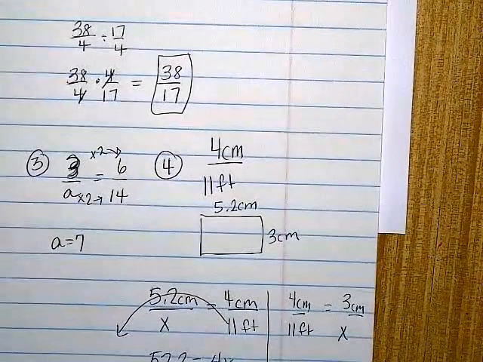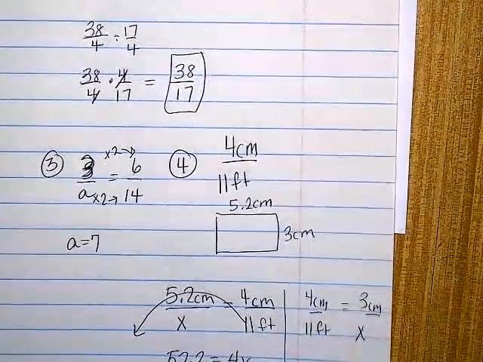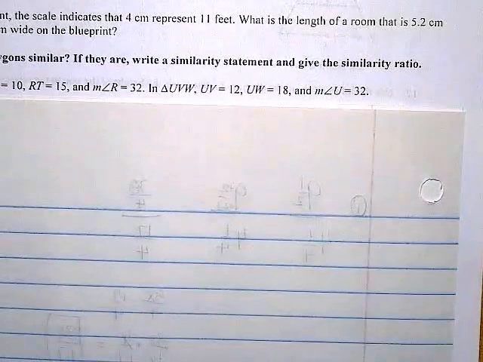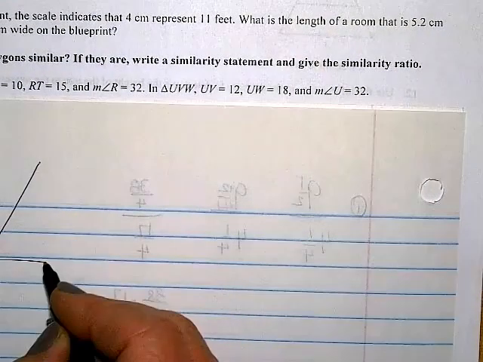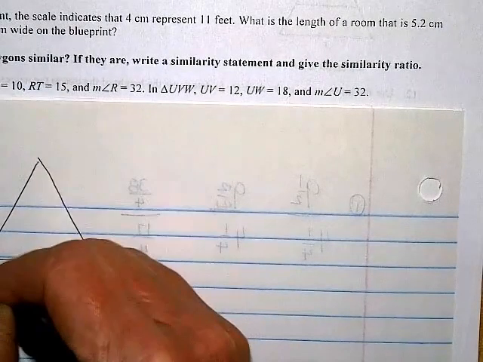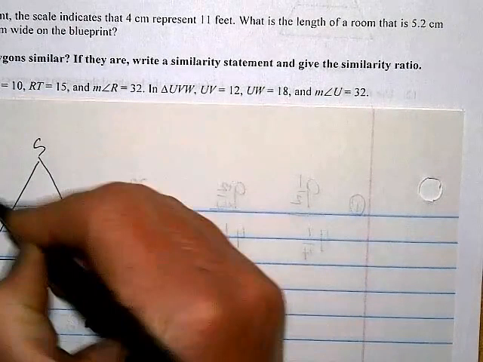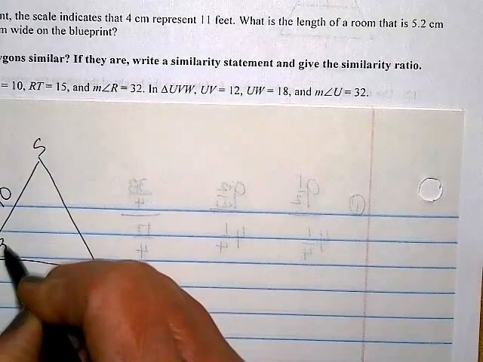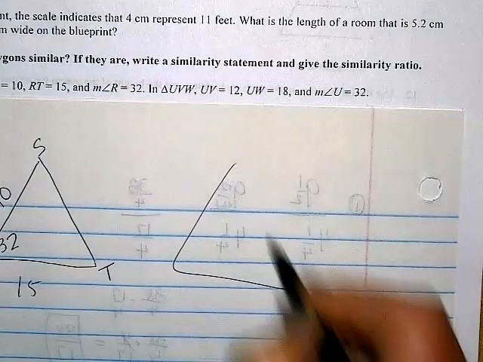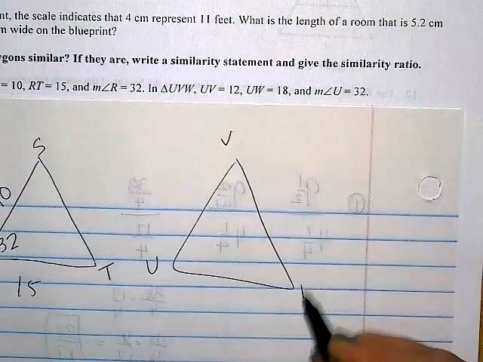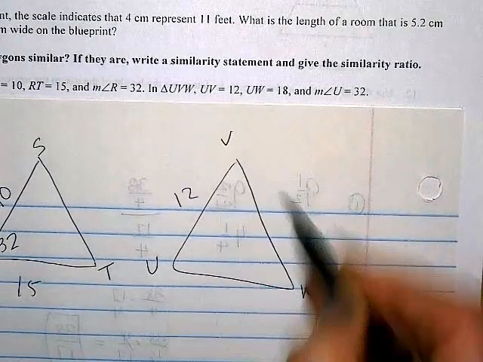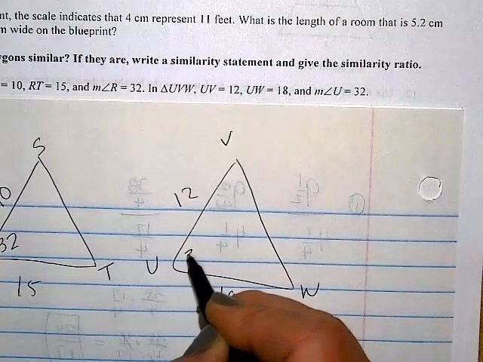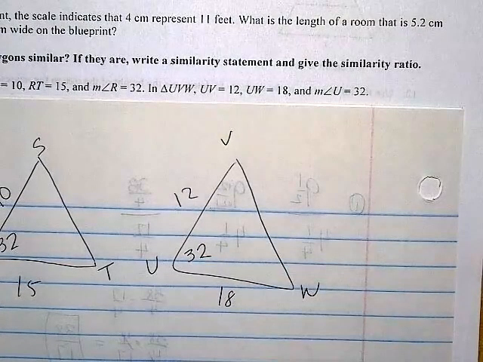Number 5. Are the polygons similar? If they are, write a similarity statement and give the similarity ratio. So in number 5, they describe this triangle. It's triangle RST. RS is 10. RT is 15. Measure of angle R is 32. Triangle UVW. UV is 12. UW is 18. Measure of angle U is 32. Okay, I have matching angles.